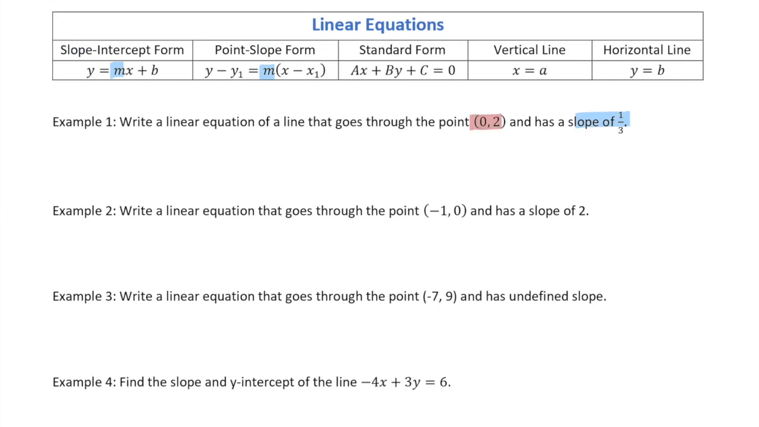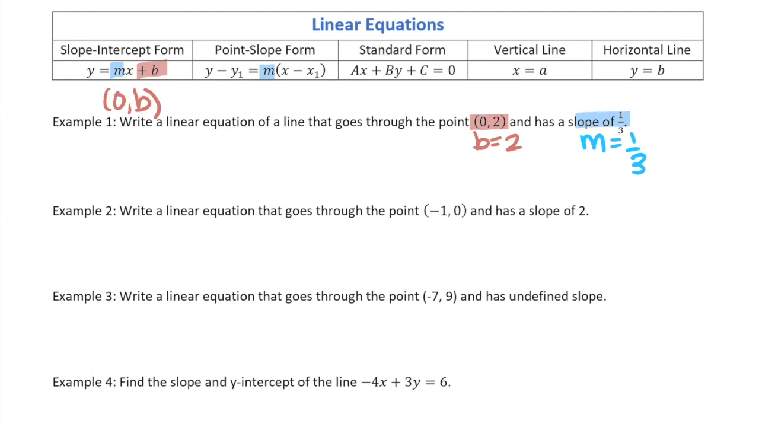This is actually a special kind of point. The point 0, 2 is on the y-axis. It's called the y-intercept. So I get the b off of that. It's the point 0, b. So b is 2 in this case. The m is 1/3. If I've got the m and the b, I'm going to go with this first equation here, y equals mx plus b, the slope-intercept form.